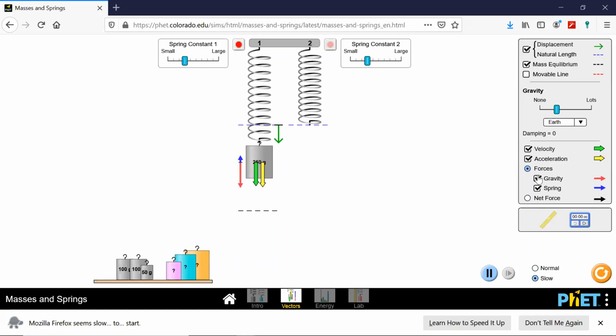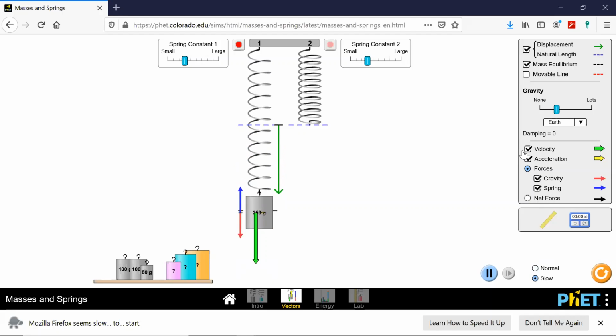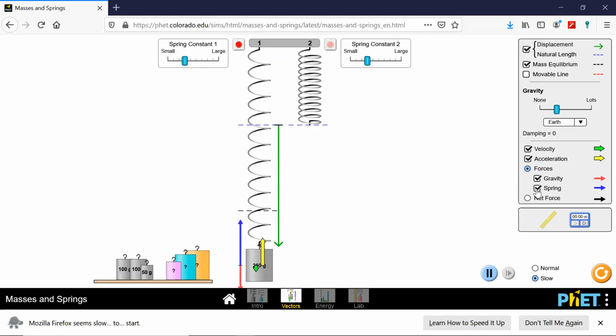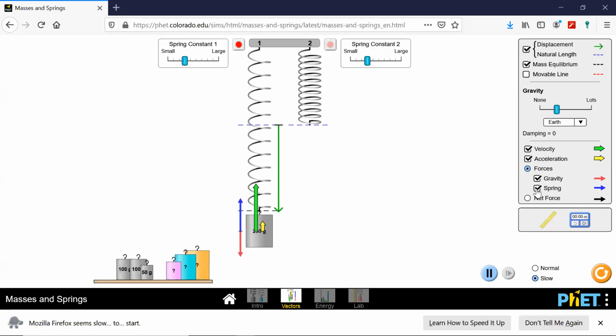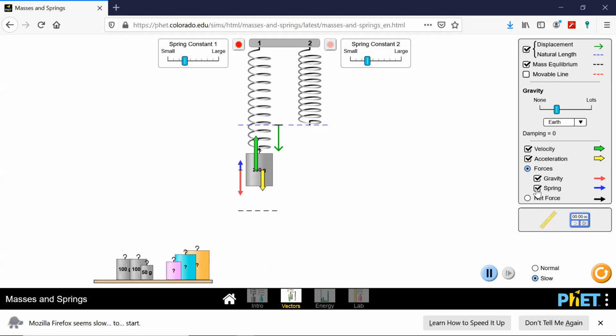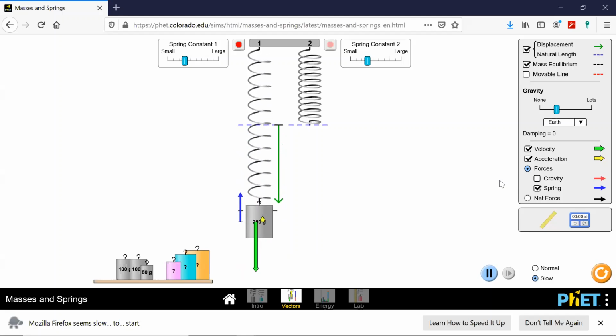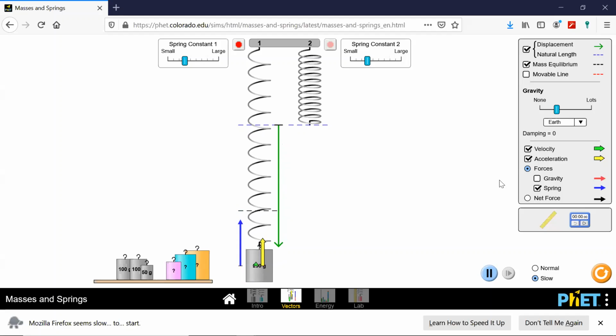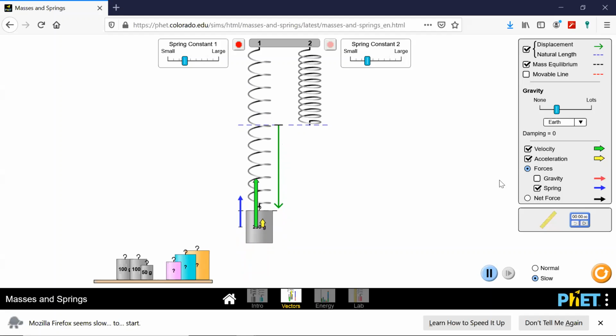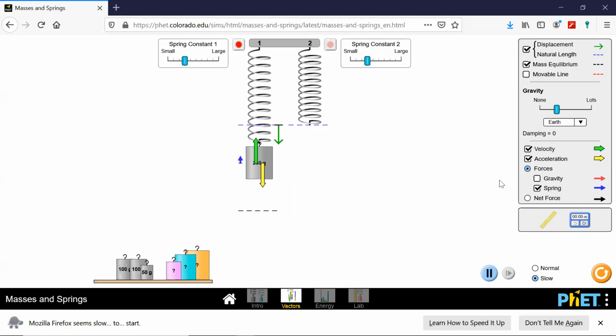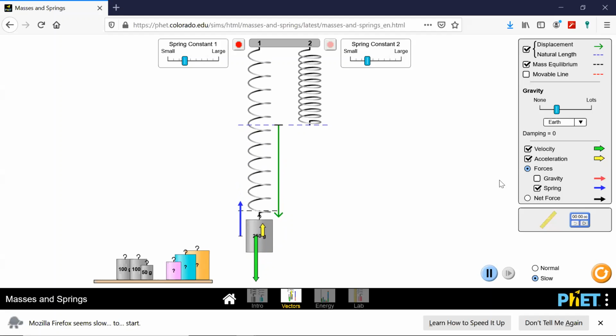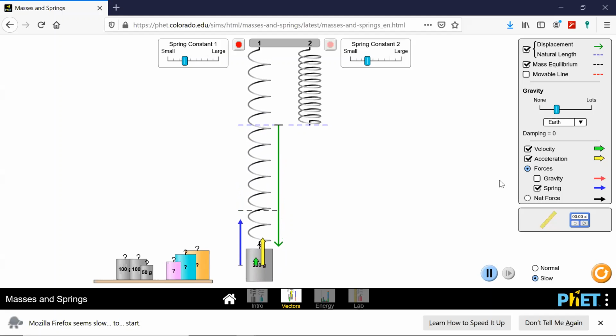Is spring force ever zero? Spring is the blue. Let me remove the gravity so you don't get confused. It's the blue arrow. Is spring force ever zero?